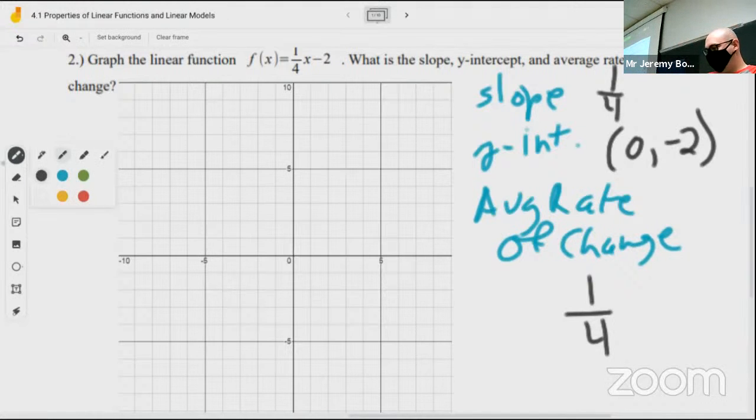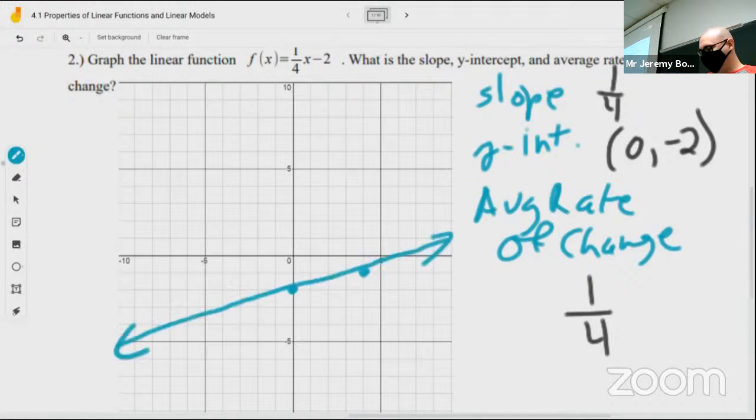All right. And so to graph it, we got 0, -2, boom, boom. It's going to go up 1 for y and 4 for x. So 1, 2, 3, 4. That looks like that's going to be my point right there. And we draw a line through there. Ta-da. Any questions on that one?